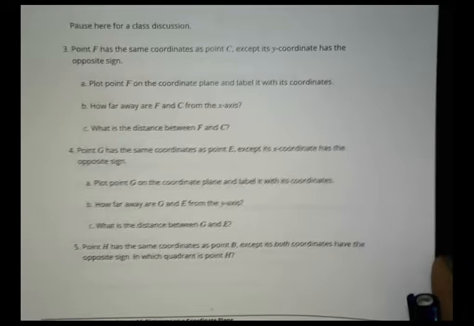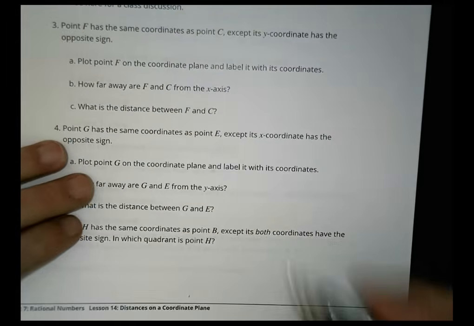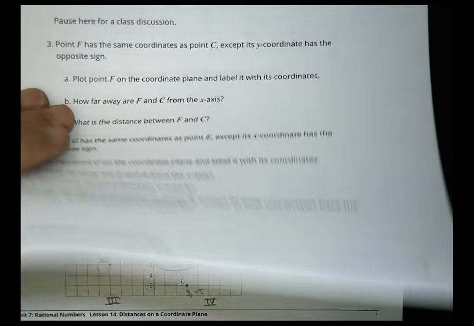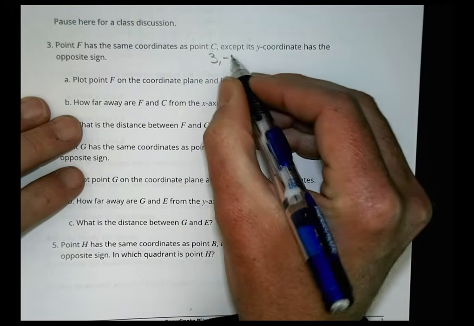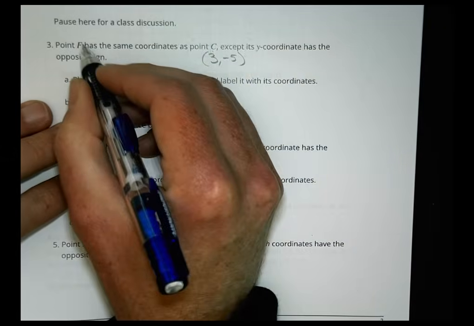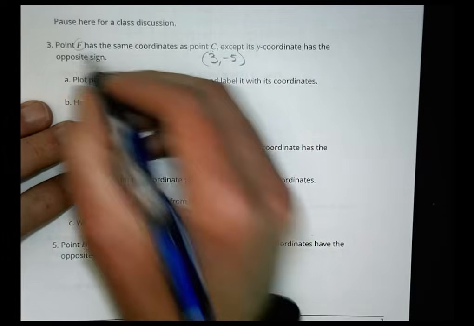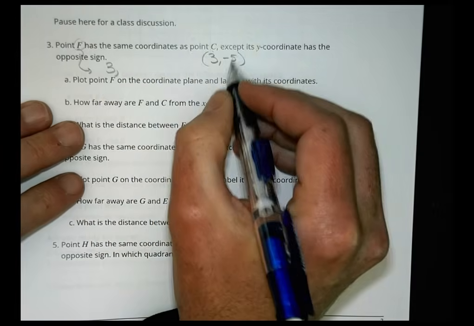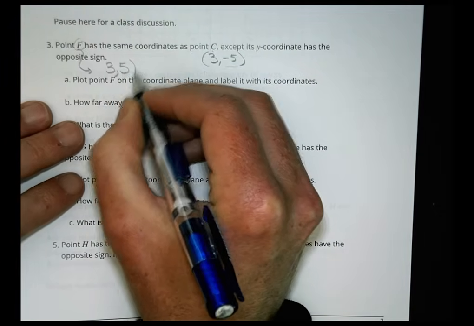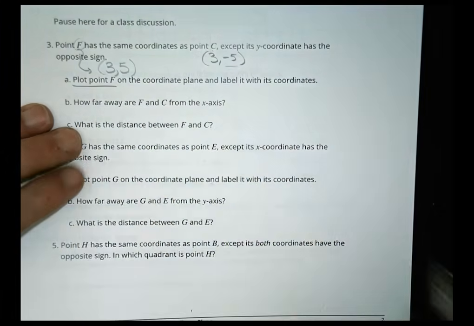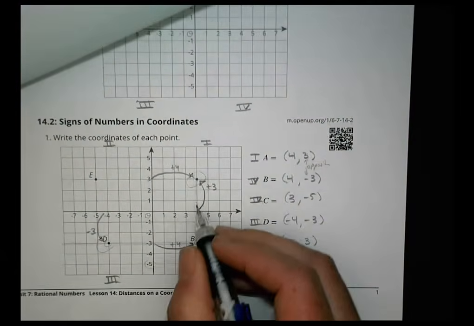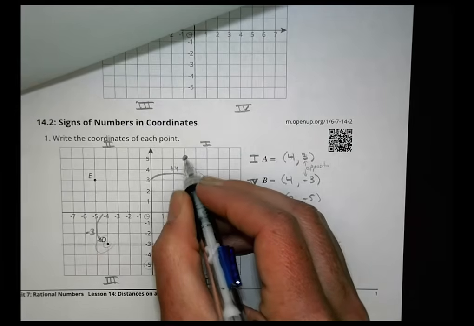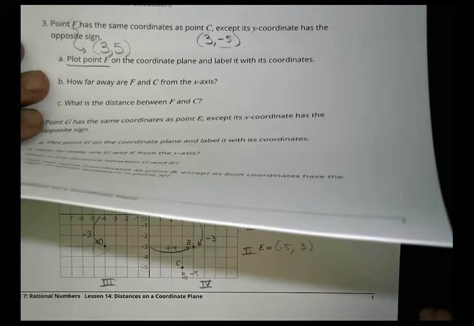Number 3 says, point F has the same coordinates as C, except its y-coordinate has the opposite sign. So C was at 3, negative 5, and so F has the same coordinates, except the y is opposite. So F is going to be what? Well, the 3 is still 3, and what's the opposite of negative 5? Positive 5. So we want to plot that point on the coordinate plane. So we're going to go over 3, 1, 2, 3, and up 1, 2, 3, 4, 5, and plot that there and call that point F.